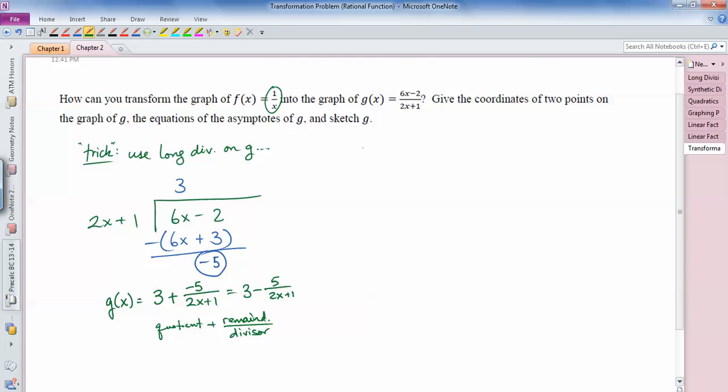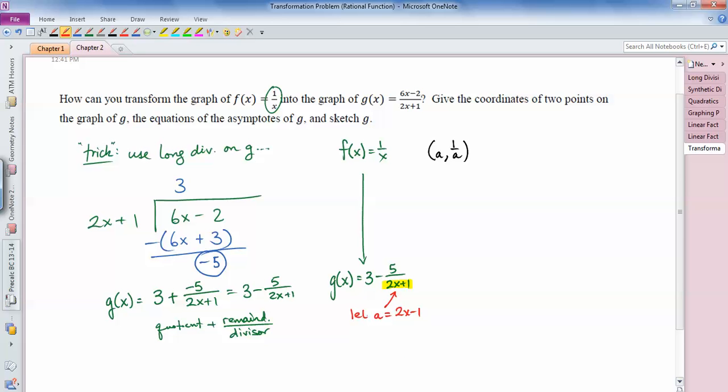Our parent function is f of x equals 1 over x. We're trying to turn that into this new function, g of x, in our new form, 3 minus 5 over 2x plus 1. So the general point for f of x is going to be a comma 1 over a. In order to make g of x have a general point that involves something that looks like 1 over a, the trick, if you remember, is to take this ugly x term, quote unquote ugly x term, and make it equal a.